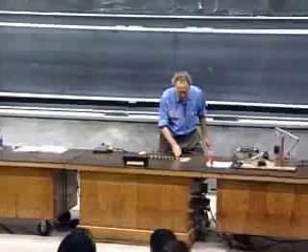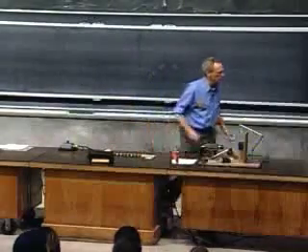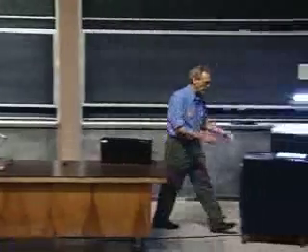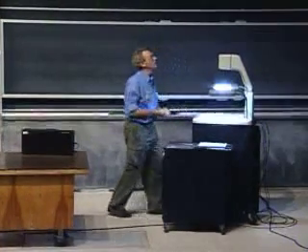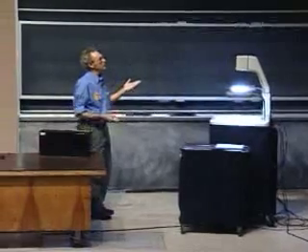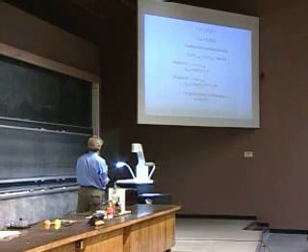I have for you a view graph that is on the web, so you do not have to copy it. It summarizes what I have just told you. It has all the key equations. You see there on top the resistive force, the magnitude of the resistive force. You see then the critical velocity. There's nothing critical about it. It's just the speed at which this term has the same magnitude as this term.